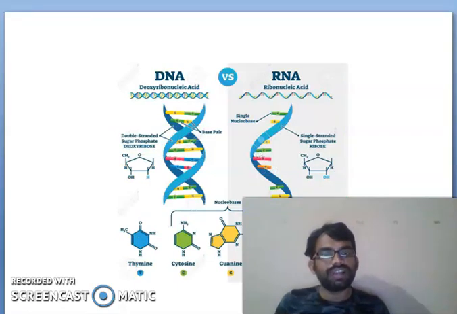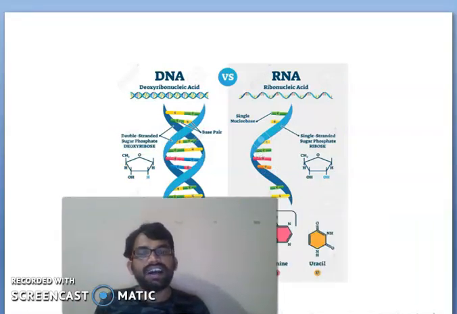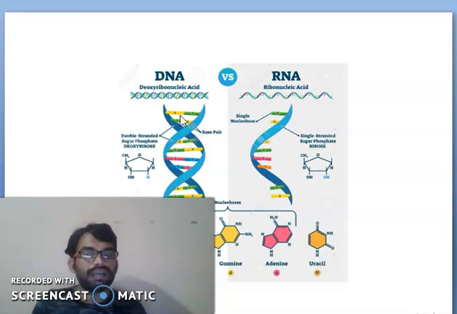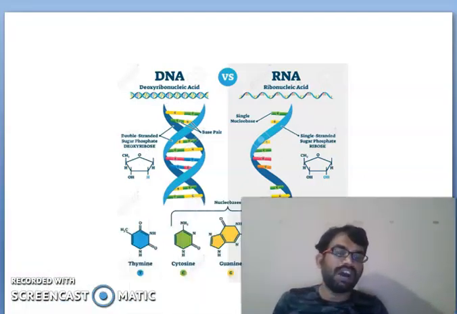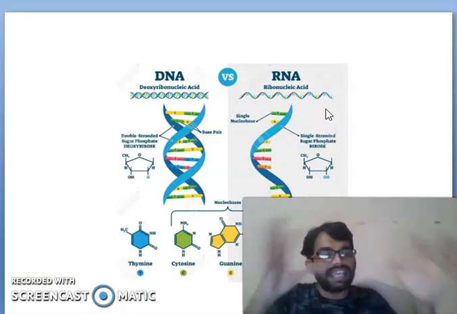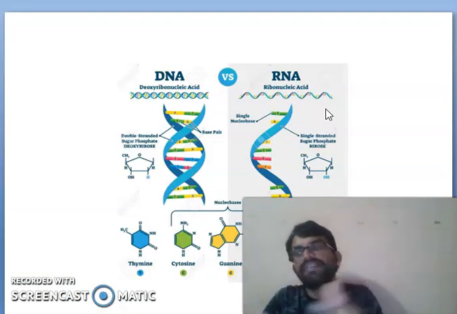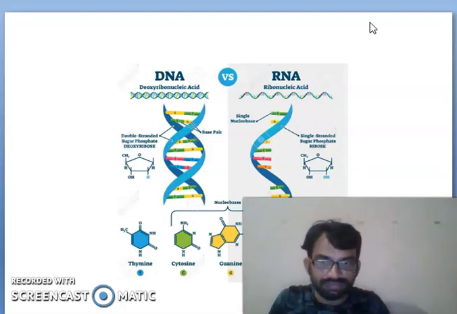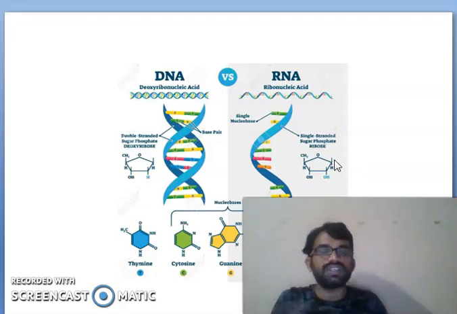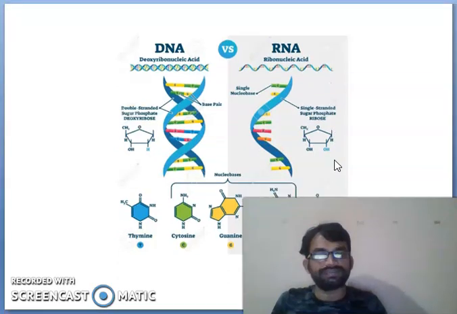Now you can see the difference between DNA and RNA molecules. DNA is double stranded and RNA is a single stranded nucleotide. Especially, RNA has uracil, and DNA has adenine, guanine, cytosine and thymine. So this is the differentiation between DNA and RNA.